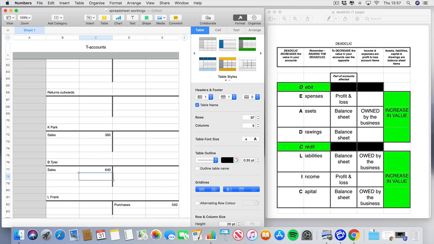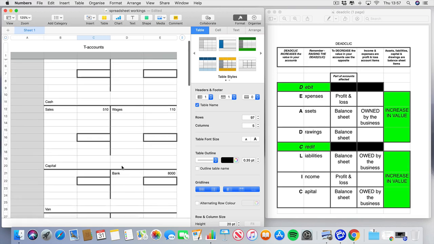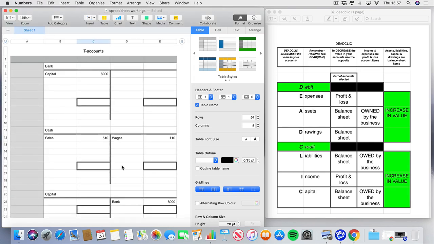Bought goods for cash 120 is the next transaction. So we purchased for cash. So cash is decreased. Cash has gone out of the petty cash tin. Cash is an asset. Don't forget dead click increases. We're decreasing the value of cash. So we're decreasing an asset, which is a credit because it's the opposite.